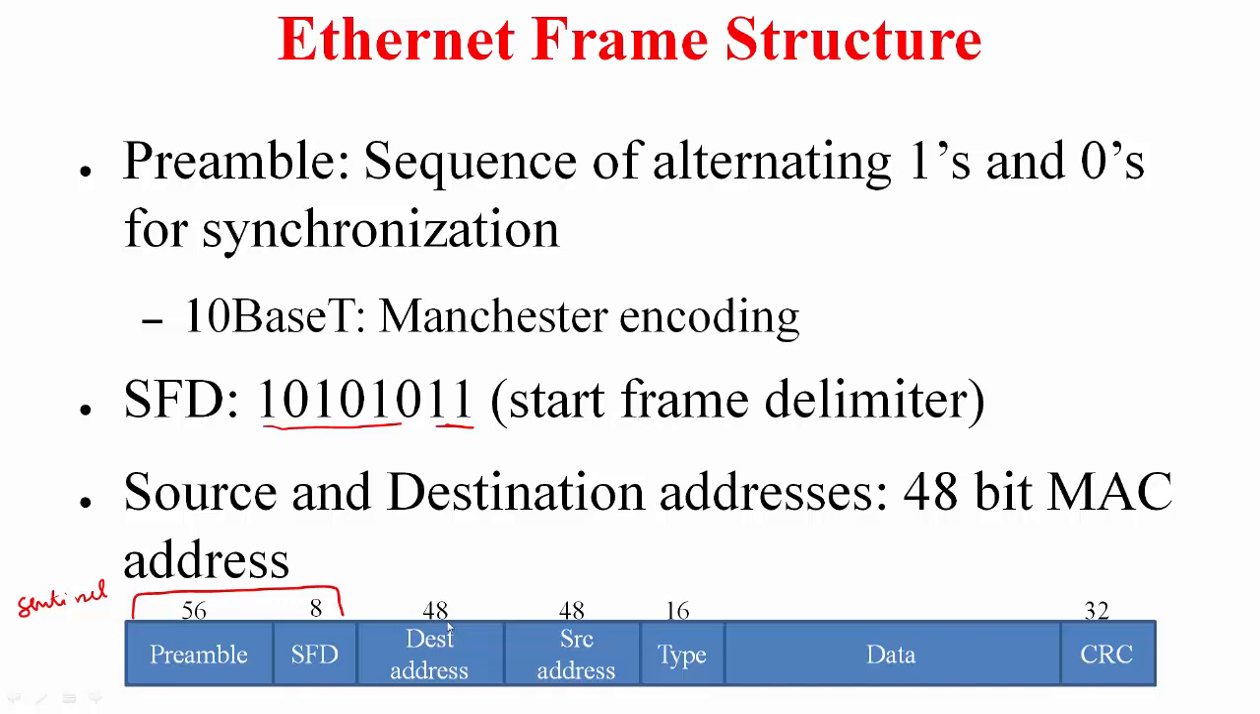Following the preamble is the destination address and the source address. These are 48-bit long. This is also called the MAC address, often expressed in hexadecimal like this. If you want to know what the MAC address of your Ethernet adapter is, if you type ifconfig eth0, you will see this in Linux.